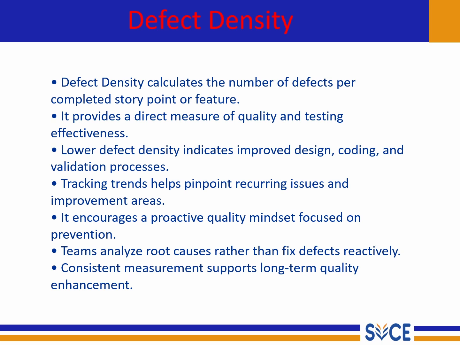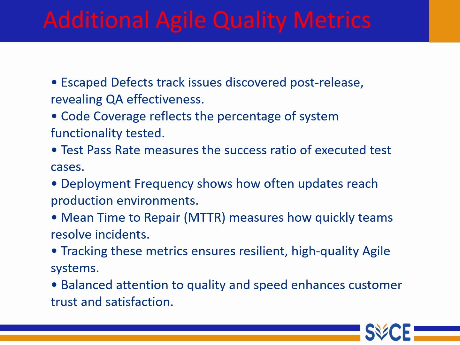And when teams measure defect density consistently, they can see how quality evolves sprint after sprint, whether the changes are truly improving outcomes. It becomes a continuous feedback loop for long term quality enhancement. So defect density helps teams shift from a reactive to a preventive quality culture, which is the real spirit of agile testing. In the next slide we will see the additional agile quality metrics.